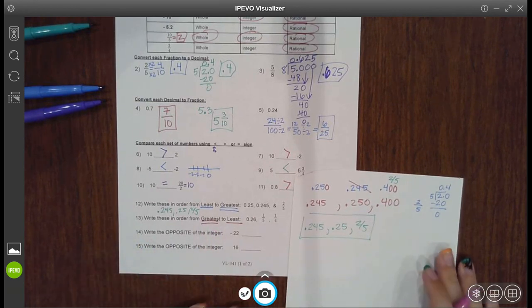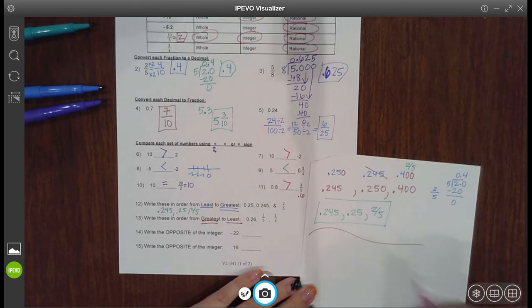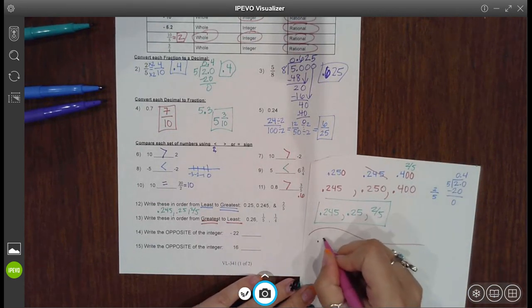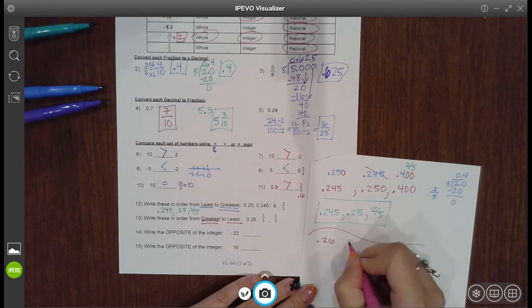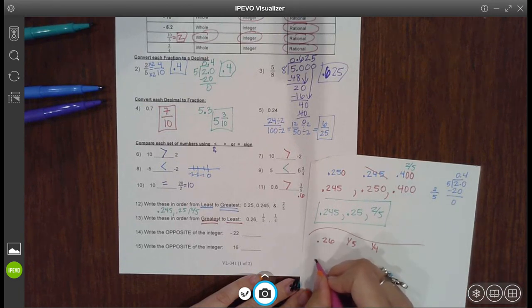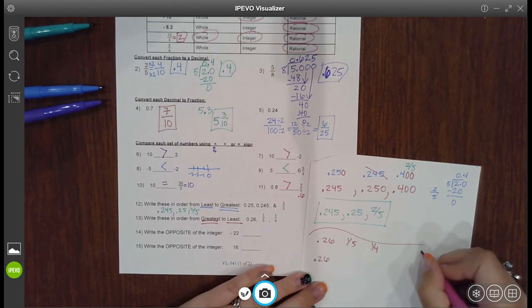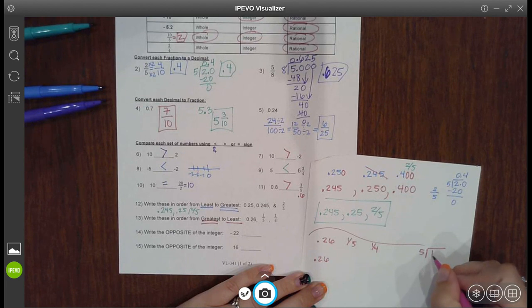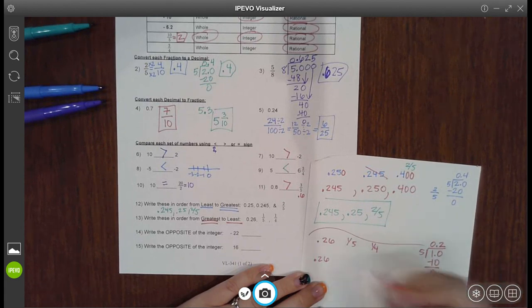For my next one, this time it wants it from greatest to least, so big to small. My first step is still the same. Let's go ahead and write them all down. I have 0.26 and 1/5 and 1/4. Okay, so 0.26 I can keep like that, but 1/5 I'm going to have to change to a decimal. 5 goes into 1 0 times, so add a decimal and a 0. 5 goes into 10 twice. When I subtract that, I get 0, so my final answer is 1/5 is equivalent to 0.2.